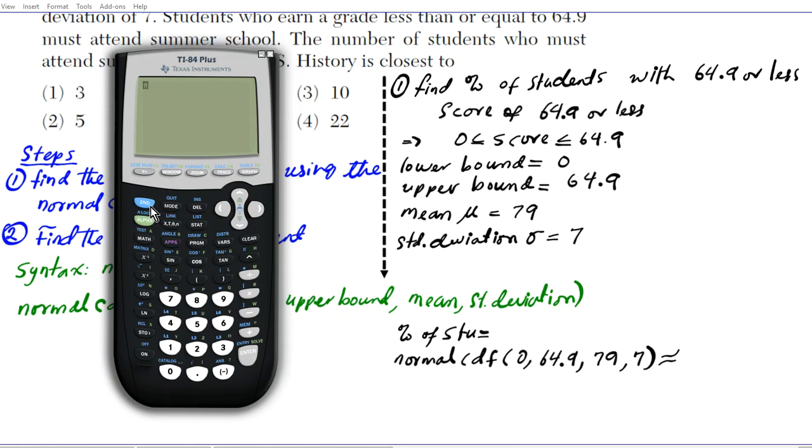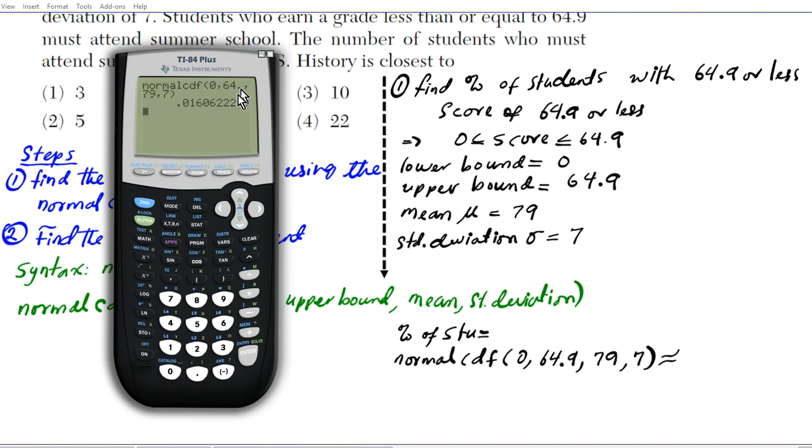So let's do that faster. Second function variables, and then we have the probability and cumulative distribution functions. We're looking at the second. So go to 2 and press enter, and then we have the values to enter into the function. Lower bound, comma, upper bound, comma, mean, comma, standard deviation, enter.